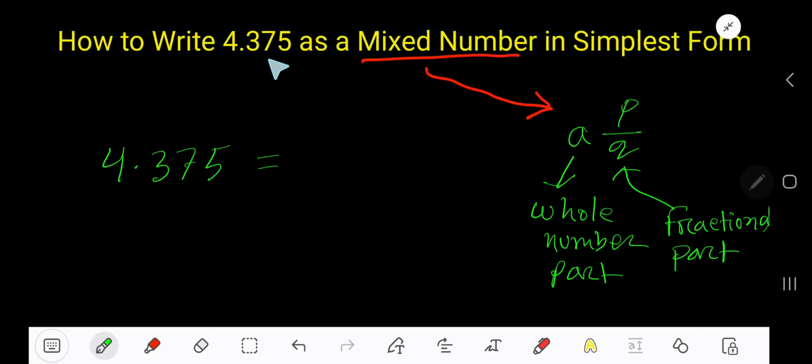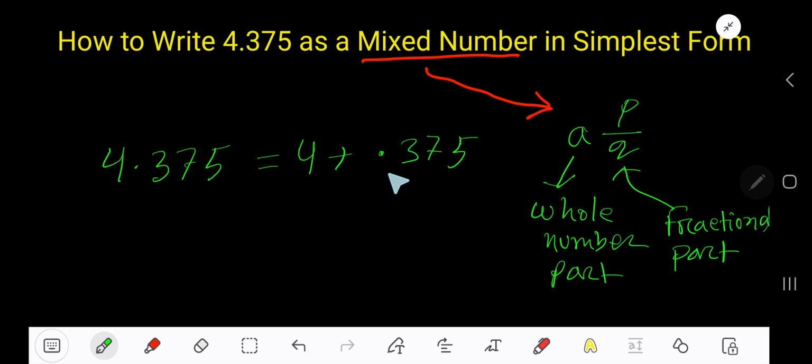How to write 4.375 as a mixed number in simplest form. So look, this is a decimal number. We would like to convert this decimal number to a mixed number. A mixed number will have a whole number part and then a fraction p by q. So rewrite this as 4 plus.